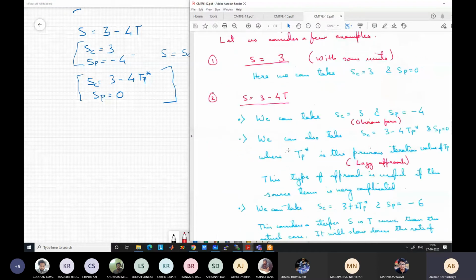So S is equal to 3 minus 4t. All these are written, so you don't have to write again. I have already written this.